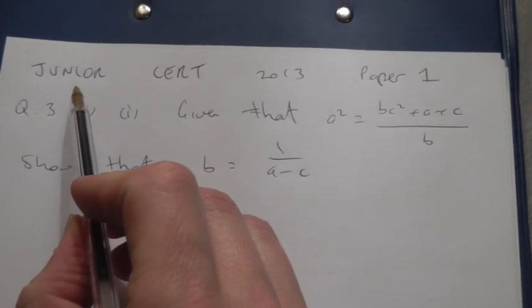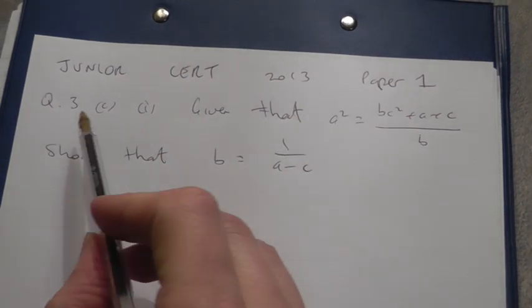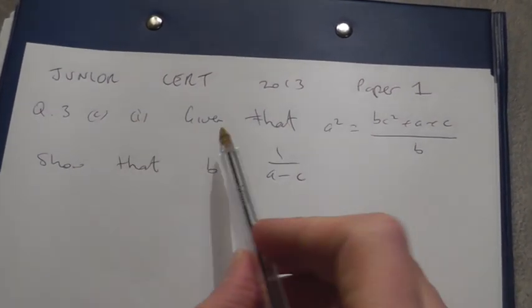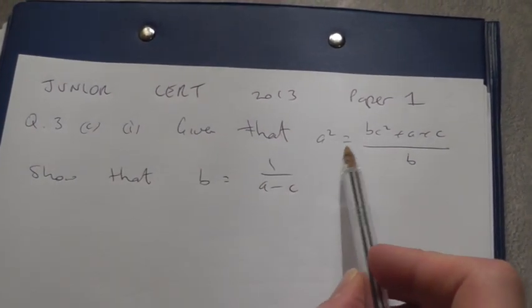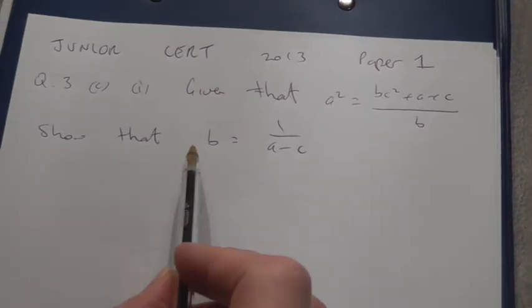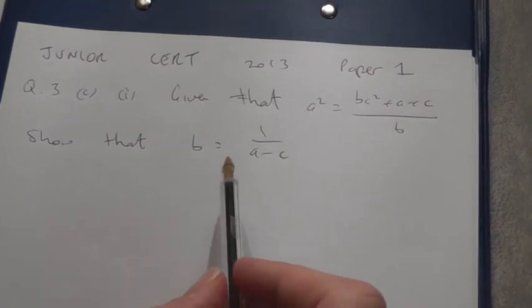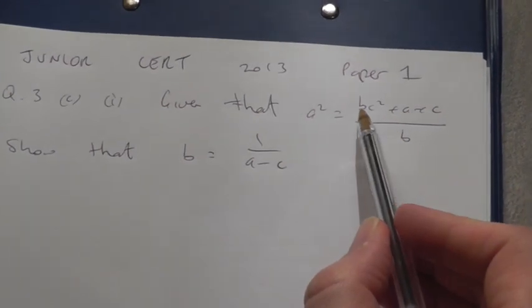Okay, hi guys. This is the Junior Certificate 2013, Paper 1. It's a bit of algebra here. It's question 3C, part 1. It says, given that a squared equals bc squared plus a plus c over b, show that b equals 1 over a minus c. And what they're actually asking us to do here is to isolate this term b.